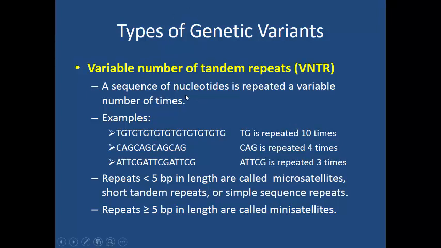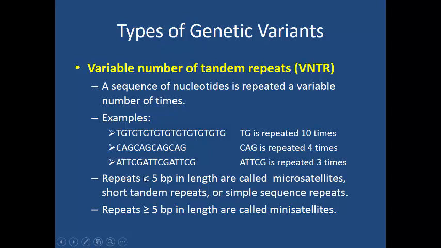And this is a sequence of nucleotides that's repeated a variable number of times. So if you look at this first example here, you see the letters TG, TG, TG, etc. So that TG is repeated 10 times. If you look at the second example, you have CAG, CAG, CAG. We see that CAG is repeated 4 times. And if we go to the third example, we have ATTCG, ATTCG, etc. We see that ATTCG is repeated 3 times.